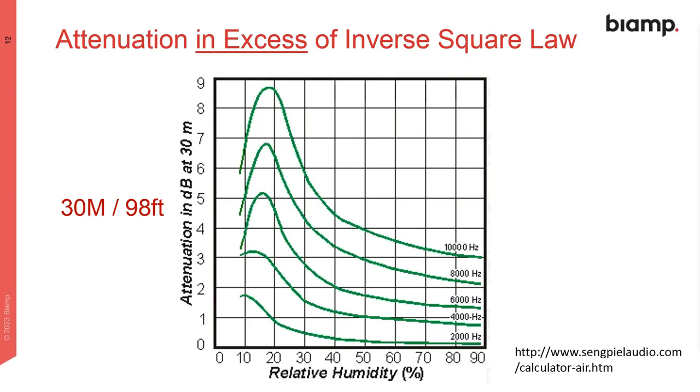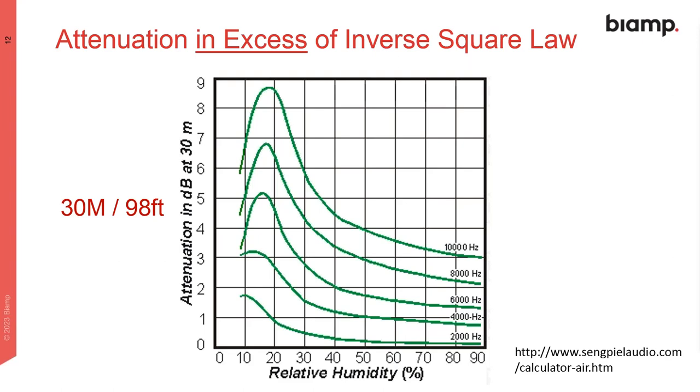We get up to 8 kilohertz, though, and things don't bode well for projecting very high frequencies very long distances in these low humidity ranges. Even at 40 or 50%, at 8 kilohertz, you've got 3 dB, 4 dB of excess attenuation on top of inverse square law. So this is something to certainly be aware of if you decide to do a deployment where you are projecting possibly full bandwidth audio long distances, 200, 300 feet.